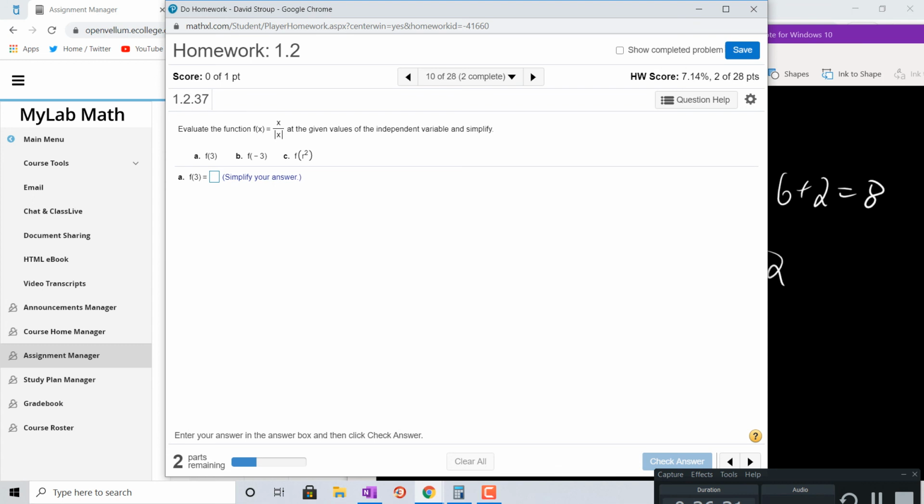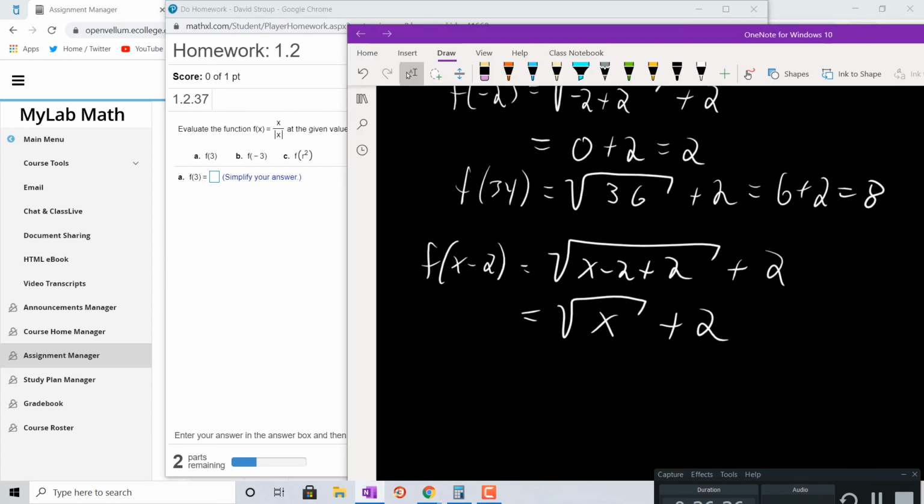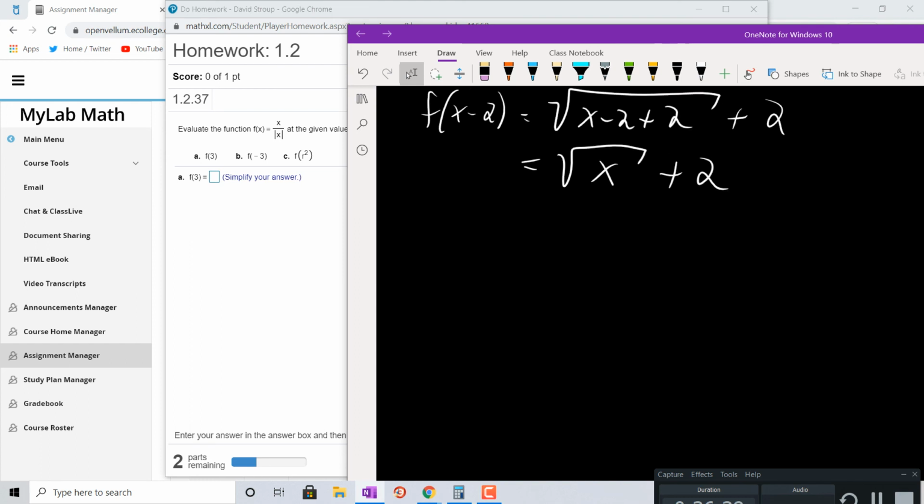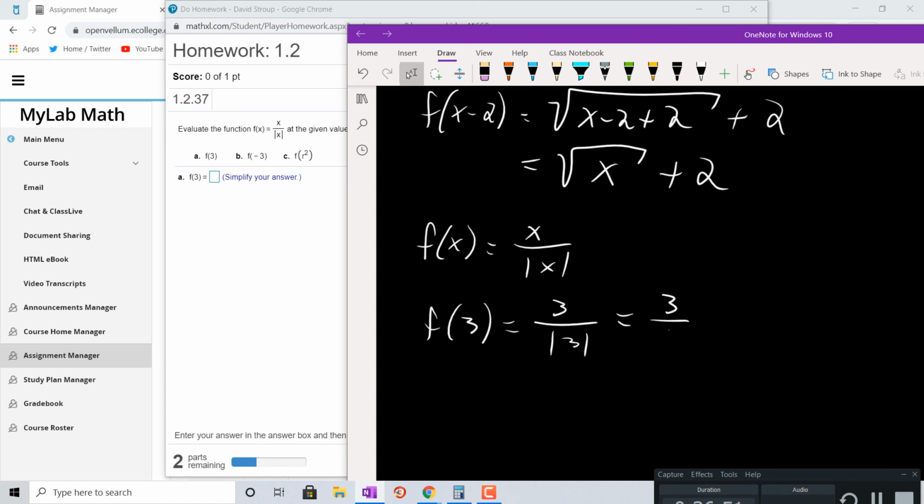Okay. So how about this guy? So this one looks kind of crazy with that absolute value thing. So we have f of x is x over absolute value x. So f of 3 is going to be 3 over absolute value of 3. Absolute value of 3 is 3. So 3 over 3 is just 1.